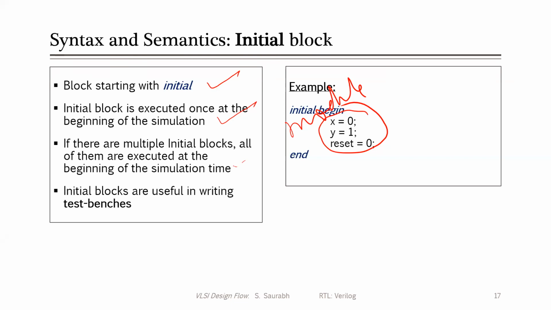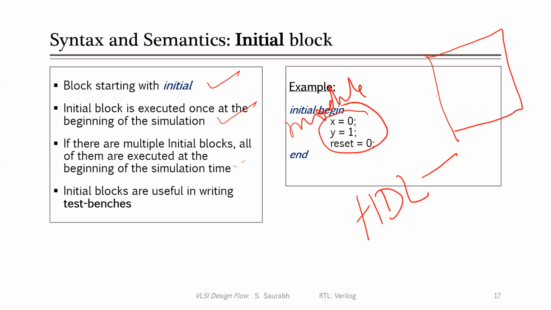We said that HDLs are used for modeling hardware, right? And hardware runs in parallel. Now if you have a hardware, you have an input here and you have multiple blocks. If I apply an input, which of them will start processing first? What will be your answer?